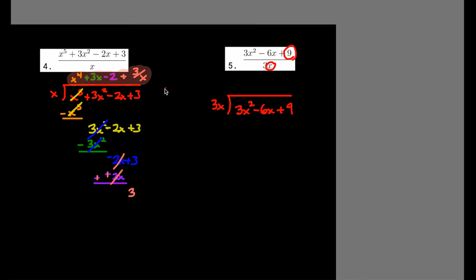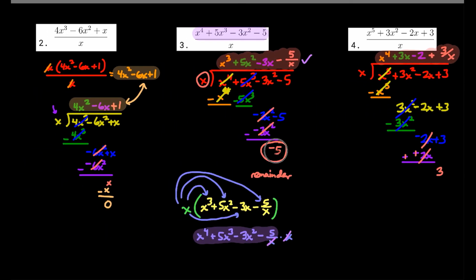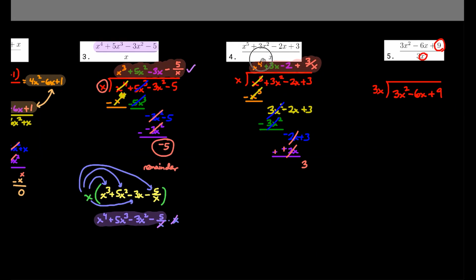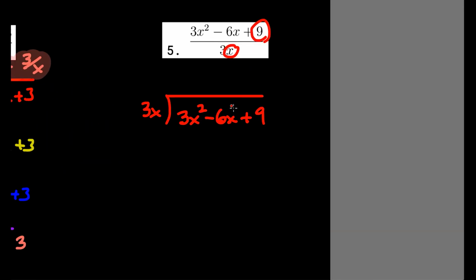If you notice the ones that did not have a remainder, like number 2, it's because this x right here would divide evenly by x. This x squared is going to divide evenly by this x. But the other numbers, like for example this -5, that's not going to divide evenly by x. So that's why I can tell whether there's going to be a remainder or not, just by looking at that value. All right, so let's work this out here.